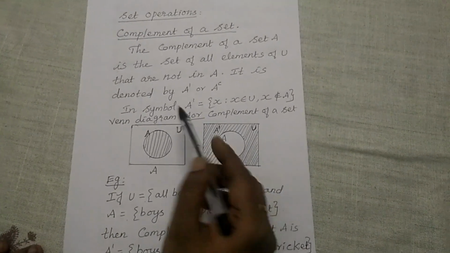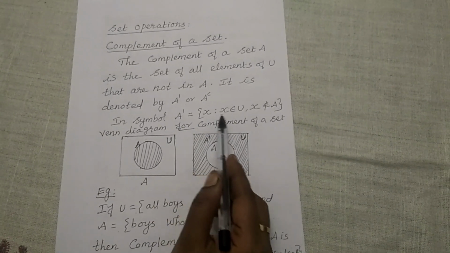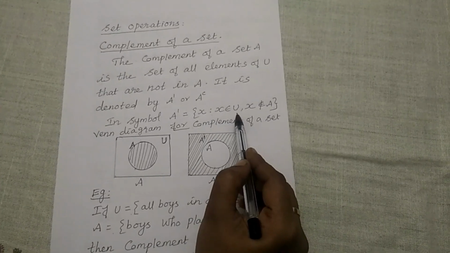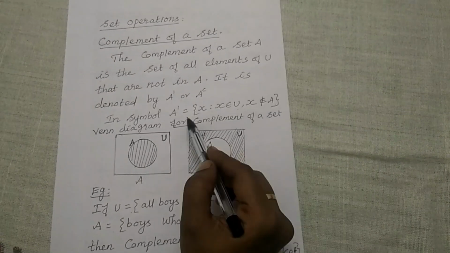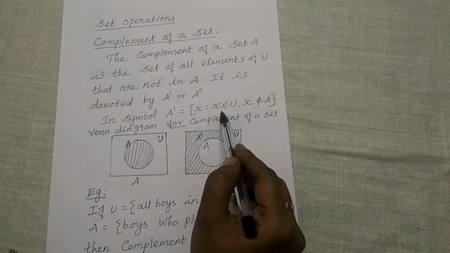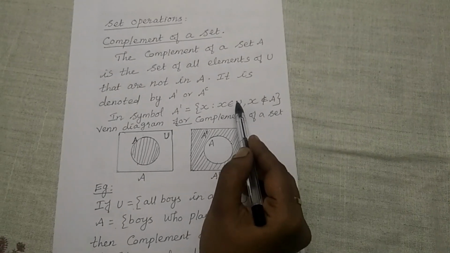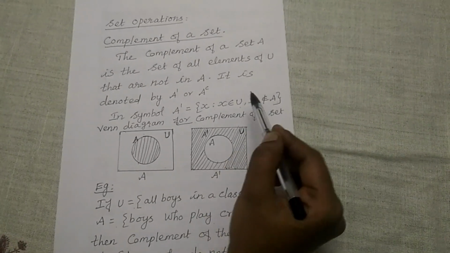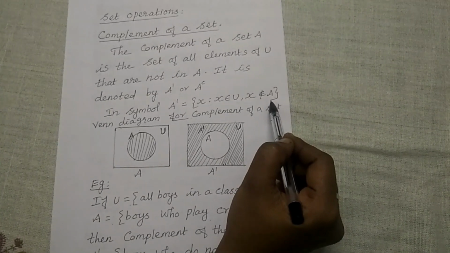In simple terms, we have to write A dash is equal to the set of x such that x belongs to the universal set but not in A. Very clear? Then x such that x belongs to the universal set. Universal set means all elements. Then x does not belong to A.